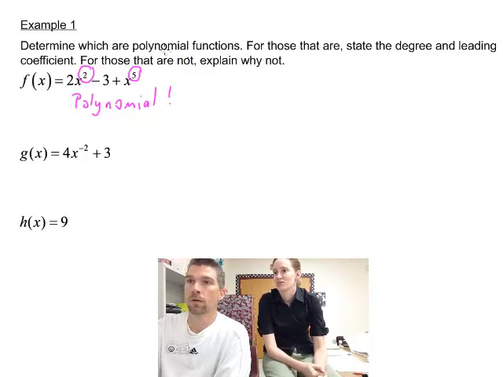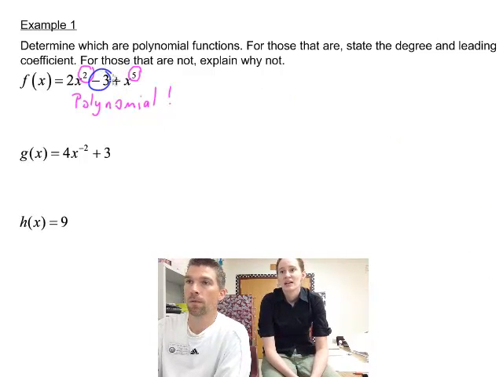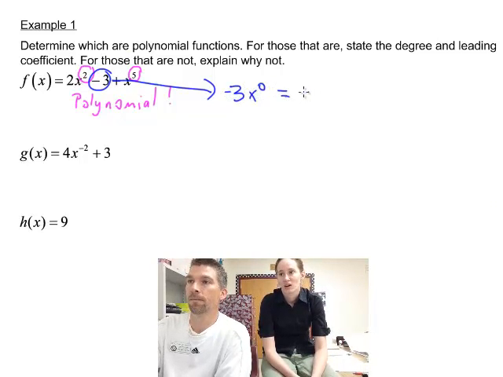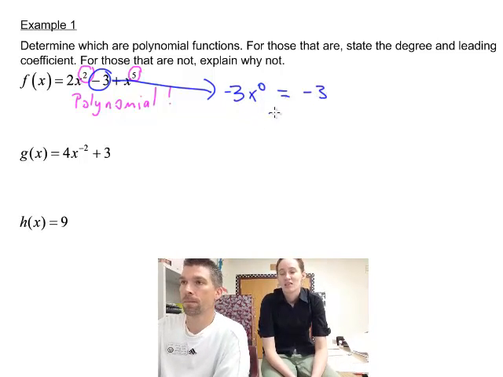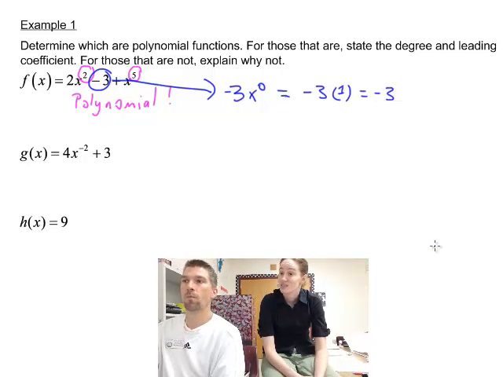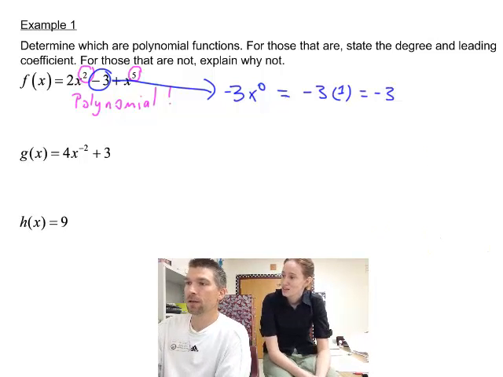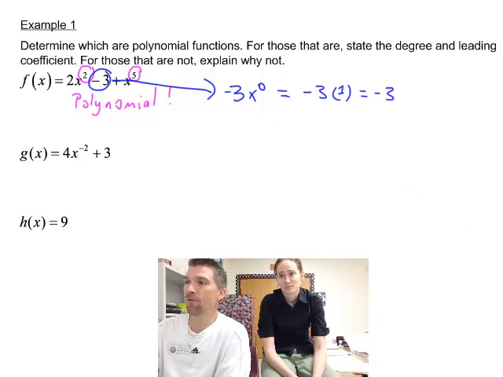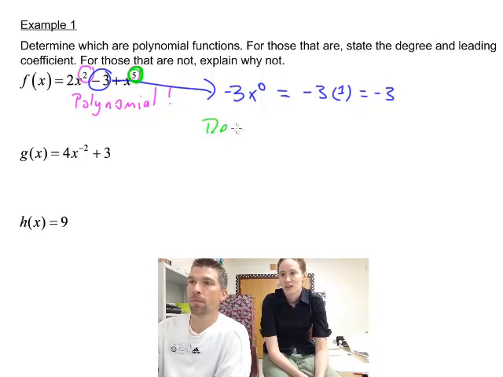Let's talk about degree. The degree of the polynomial is the biggest exponent. Just a quick reminder, that's why this is a polynomial. The biggest exponent in this case is 5 right there. So the degree of this polynomial is 5.